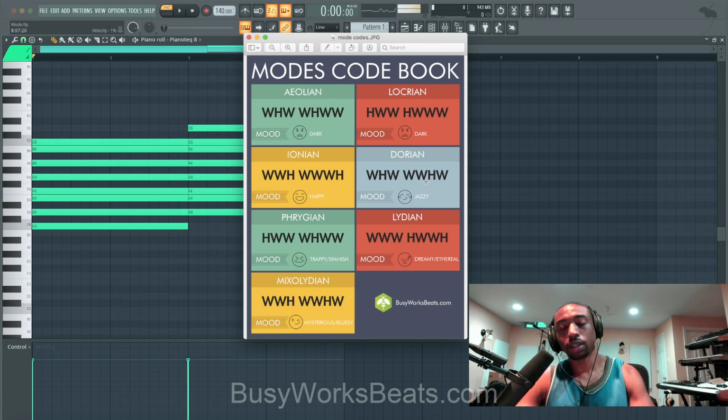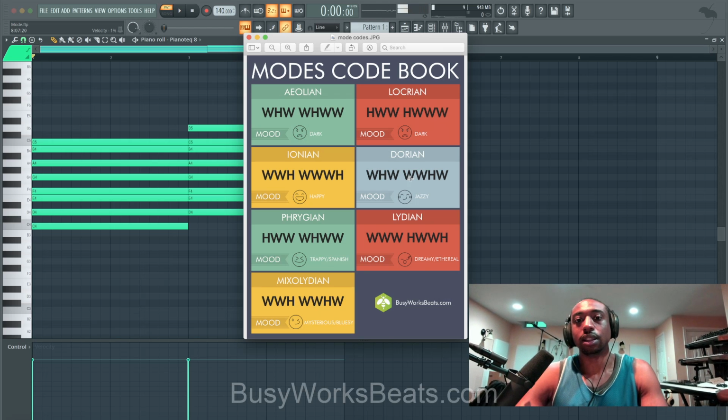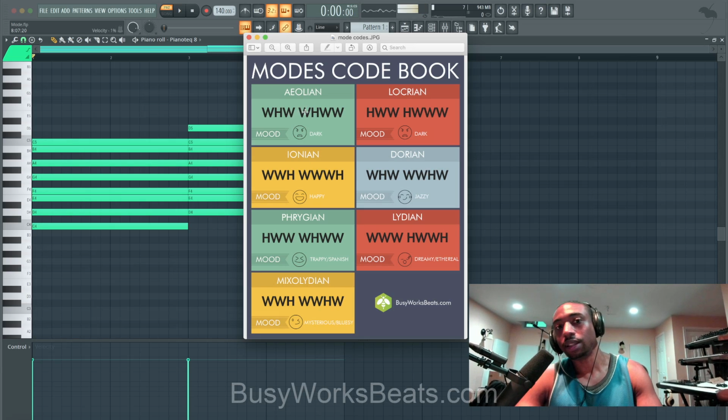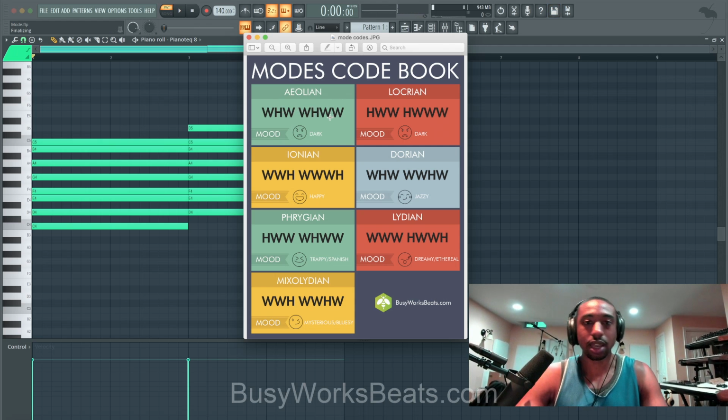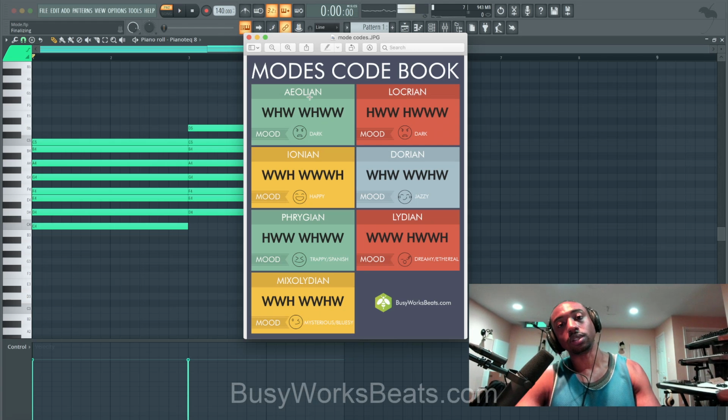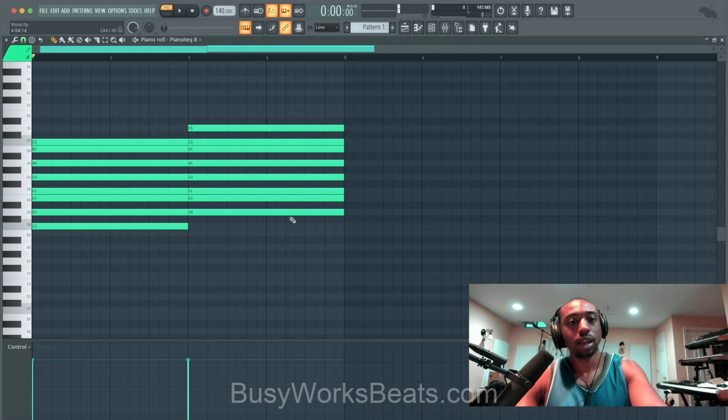Now, this is a little bit close to the minor scale, but it's not the minor scale because of the position between the whole and the half here at the end. You'll understand patterns after a while. The Aeolian is the minor scale because of the WH in the beginning. So it's WHW, WHWW. So it's two WHs back to back, and that's how you know it's a minor scale. Okay, we're not going to get into everything about everything just yet, but let's continue.